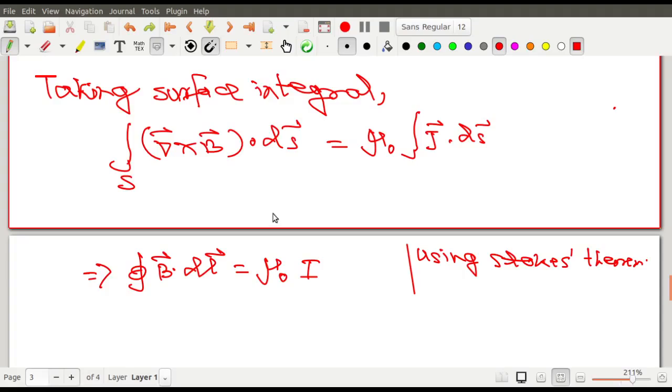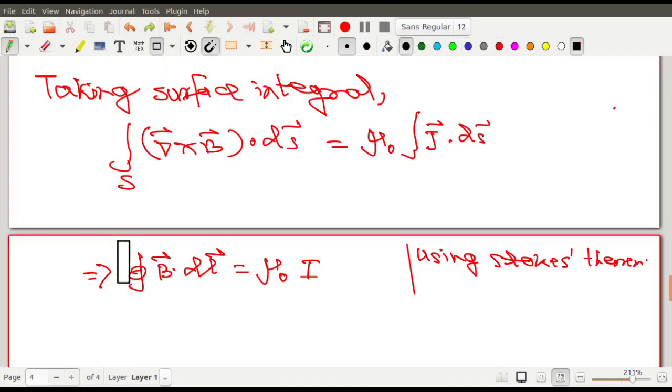So the left side, curl of B dot ds, is definitely the closed integral of B dot dl. And J dot ds is what? I repeatedly say, what is this J? J is current per unit area. So current per unit area into area gives you what? Total current. Current by area into area gives you current. So that is current.